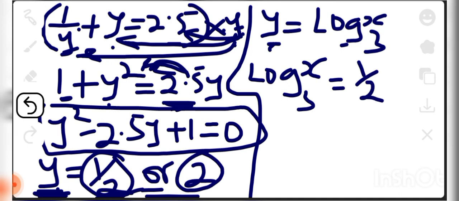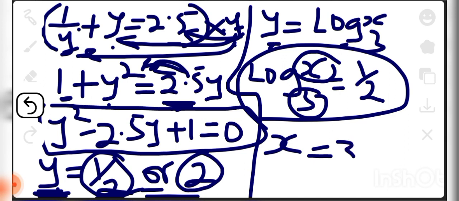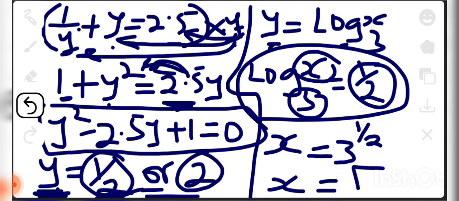So if you have something like this now, how will you solve it? So you have this, which is x, must be equal to the base, raised to the power of this, which is 1 over 2. Anything raised to 1 over 2 means the square root of that thing, which is root 3. So that's the first value of x.